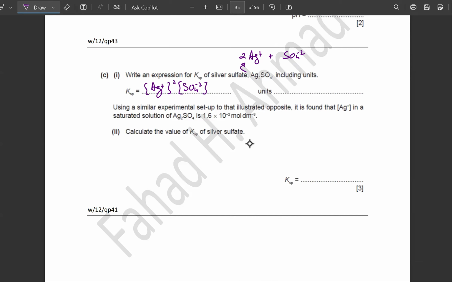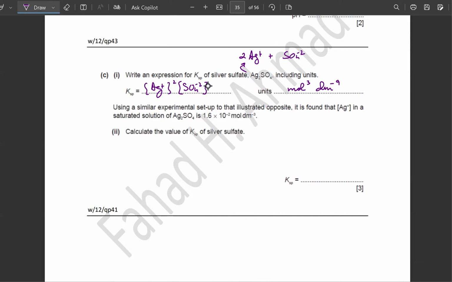What is the unit? It's going to be concentration squared times concentration. So what will it be? That's going to be mole cubed dm to the minus 9. Okay? Is this clear?